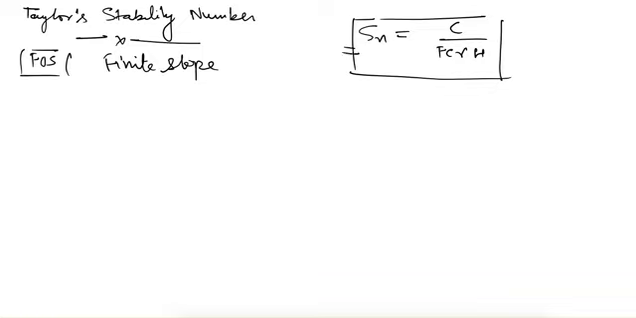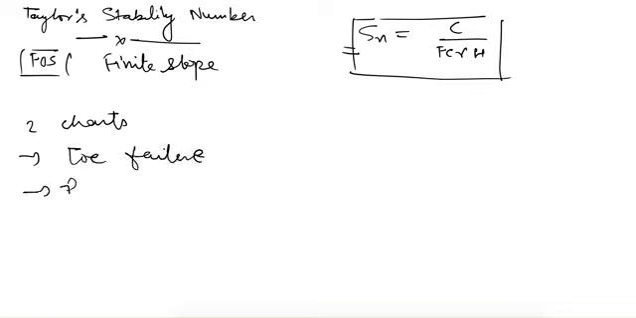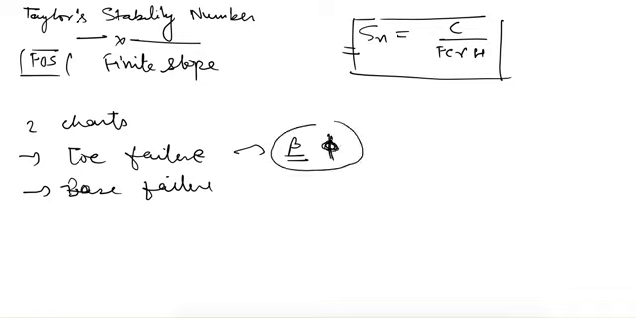Now there are two sets of charts. One is for toe failure, and the second is for base failure. In case of toe failure, this stability number will depend upon the angle of slope and the angle of internal friction.